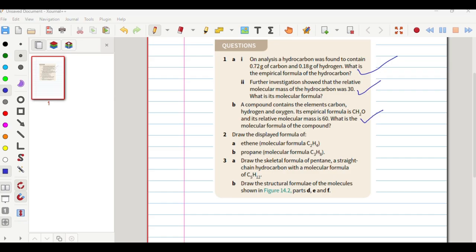Now we are asked to draw the displayed formula of C2H4. You know there are different types of formula. There's the empirical formula, the one we saw now. That is the molecular formula, which is the actual formula of a molecule. And there is also the structural formula, and there is the displayed formula. These are the common ones. There is also the skeletal formula, which I'm not sure whether it is needed.